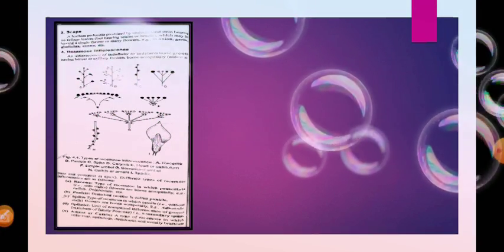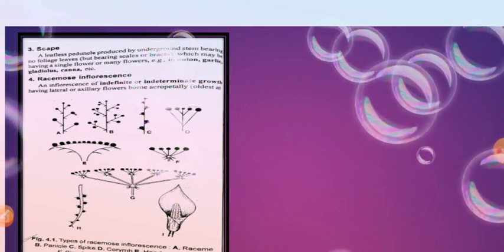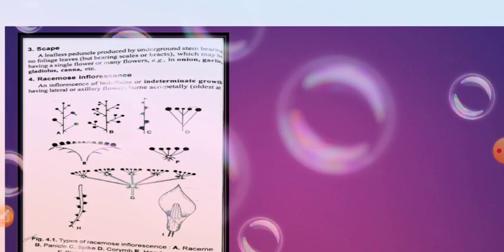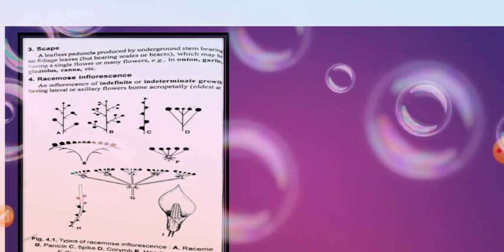So here is the scape. What do you mean by scape? A scape is a leafless peduncle produced by an underground stem, bearing no foliage leaves but bearing scales or bracts, and it may have a single flower or many flowers.